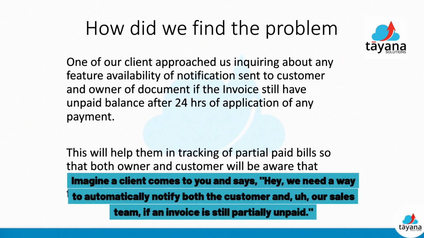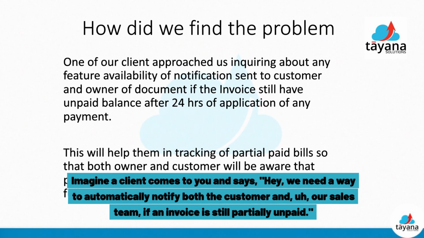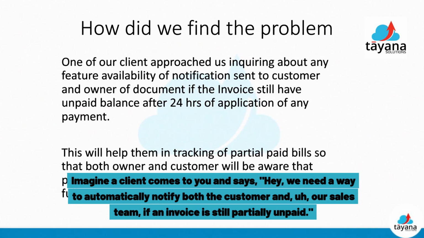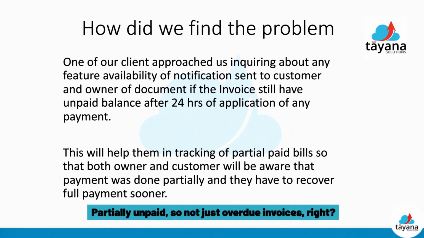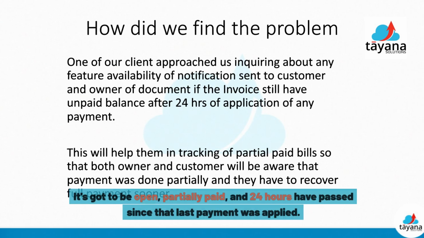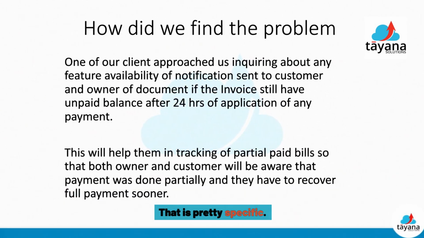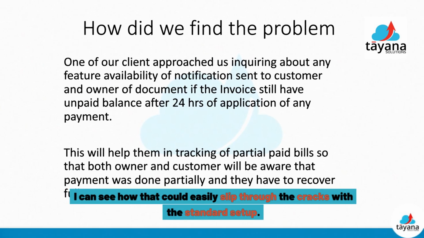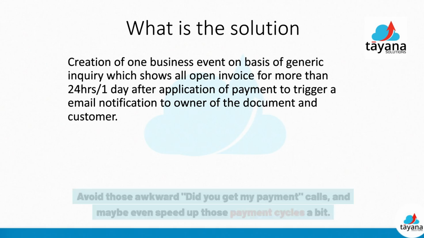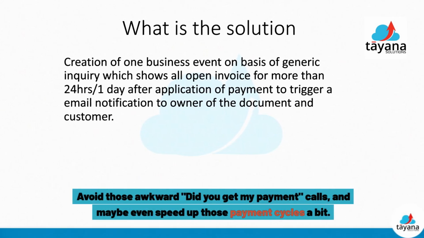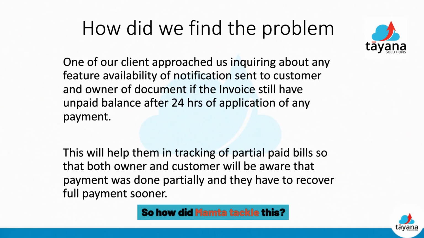Imagine a client comes to you and says, hey, we need a way to automatically notify both the customer and our sales team if an invoice is still partially unpaid. Okay, I'm following. Partially unpaid, so not just overdue invoices. Exactly. It's got to be open, partially paid, and 24 hours have passed since that last payment was applied. That is pretty specific. I can see how that could easily slip through the cracks with the standard setup. Totally. They want to keep everyone informed, avoid those awkward did-you-get-my-payment calls, and maybe even speed up those payment cycles a bit. Makes sense. So how did Mamta tackle this?